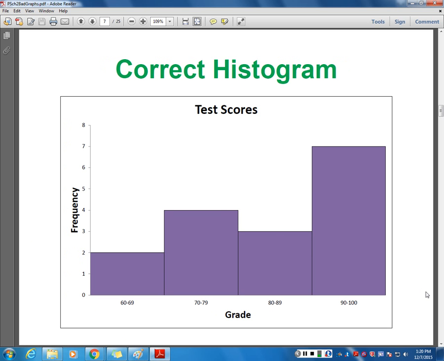And here's a correct version of this same histogram. As you can see, there's a title. There are axis labels that are easy to read and follow. The different classes are clearly marked. All the bars are adjacent with no gaps, and they are outlined so that I can read them.